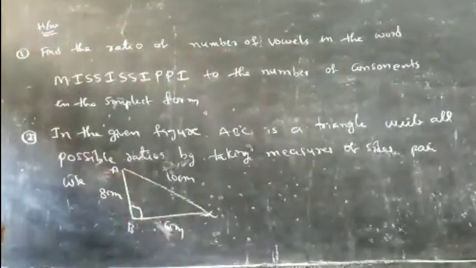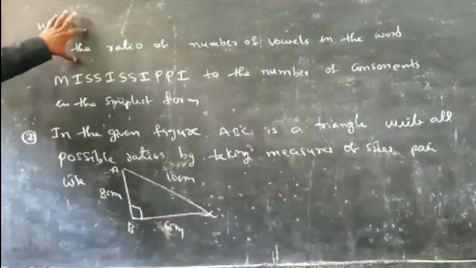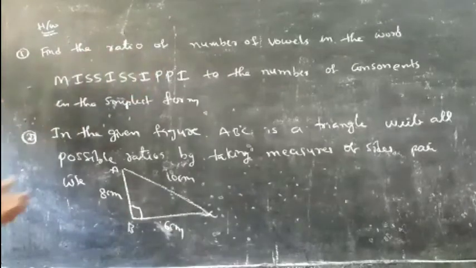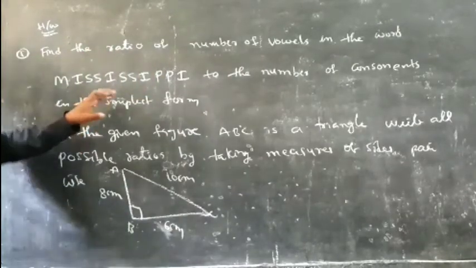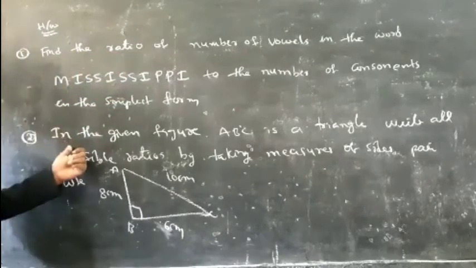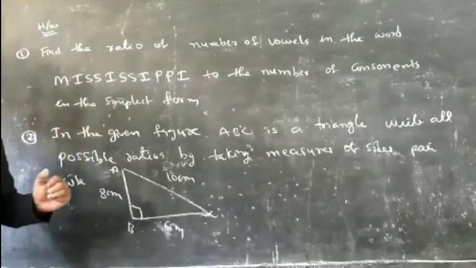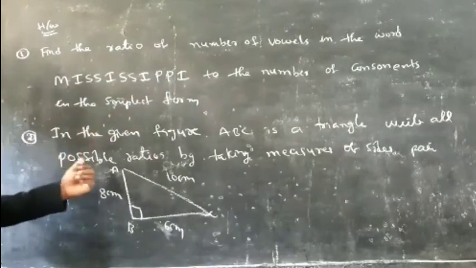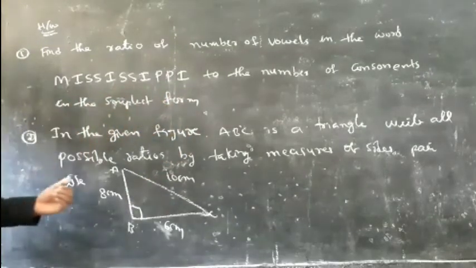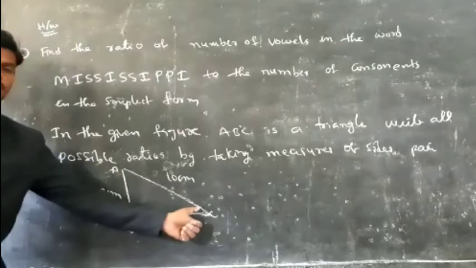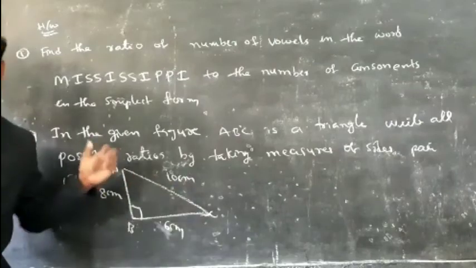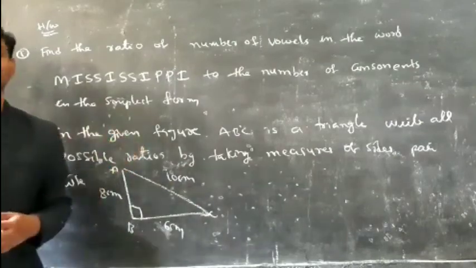So, 8th class students, here is the homework. Find the ratio of the number of vowels in the word Mississippi to the number of consonants in the simplest form. You have to find the ratio between the vowels and consonants in this word. In the given figure, ABC is a triangle. Write all the possible ratios by taking the measures of the sides pairwise. Take AB and BC, then AB and AC, then BC and AC. By taking the pairs, you have to find the ratios of the sides.